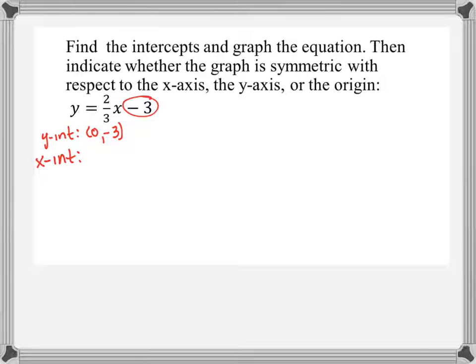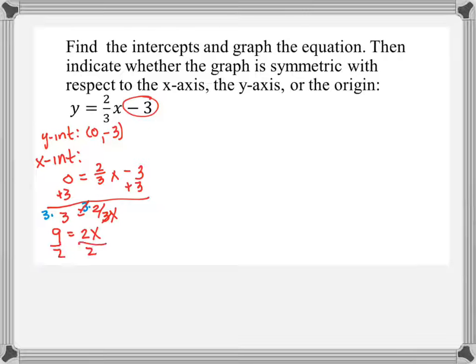Our x-intercept, we find that by substituting 0 in for y. So 0 equals 2/3 x minus 3, and we'll solve for x. We will add 3 to both sides and get 3 equals 2/3 x. I can multiply both sides by 3 to get rid of my fraction: 9 equals 2x. Divide both sides by 2, and x equals 9/2 or 4.5. So our x-intercept is (4.5, 0).